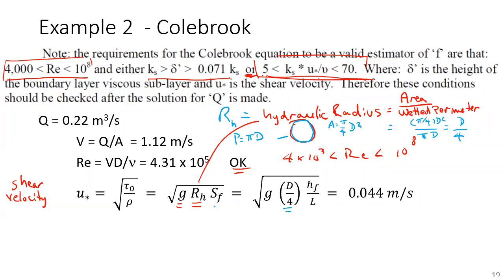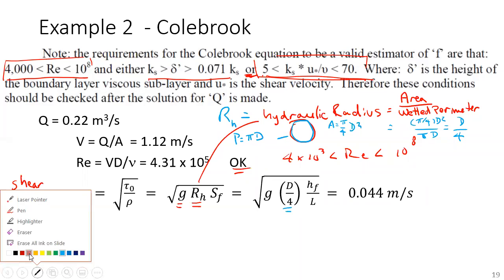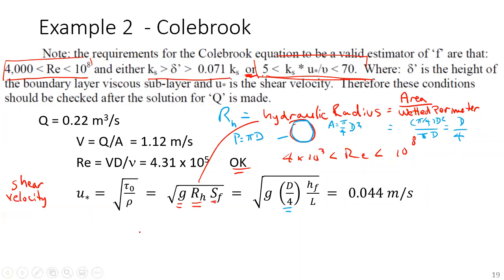And then S sub F is known as the friction slope. It's the slope of the energy grade line. And so it's equal to the friction loss, H sub F, divided by the distance over which it occurs. Remember, the friction loss in this problem is 8 meters, and the length of the pipe is 5,000 meters, 5 kilometers. Diameter of the pipe, 0.5 meters. Acceleration due to gravity, 9.81 meter per second squared.